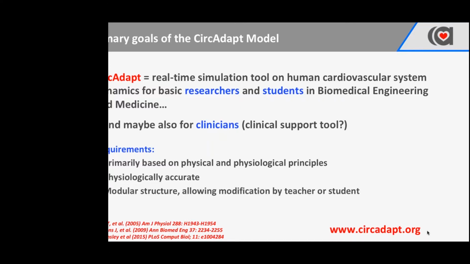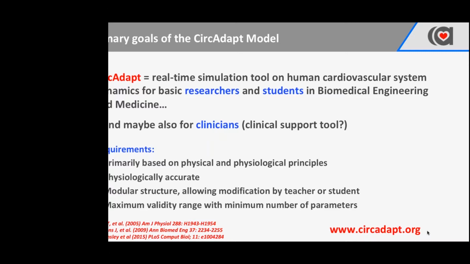We want to have a modular structure because that allows modification by teacher and student, but as a researcher we can also easily modify the structure of the model if it is modular. That's very handy, and I will show you. And we would like to have a maximum validity range with a minimum number of parameters.